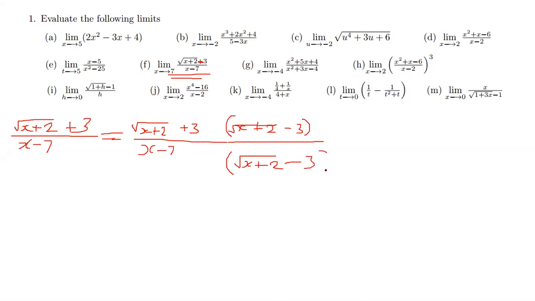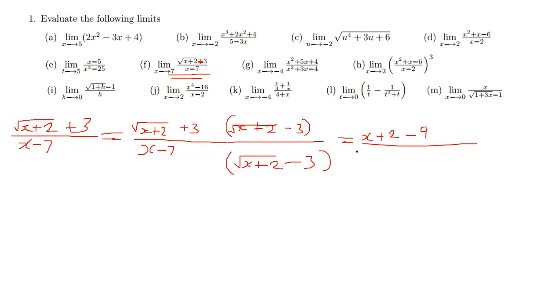So when you multiply this times that, you are going to have x plus 2. And then when you multiply negative 3 times 3 there, wait, this is the difference of two squares. So this would be that squared, you get x plus 2, and then minus, and then this squared will get 9 there.